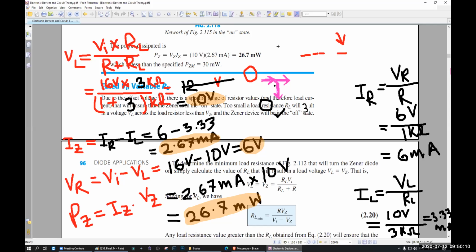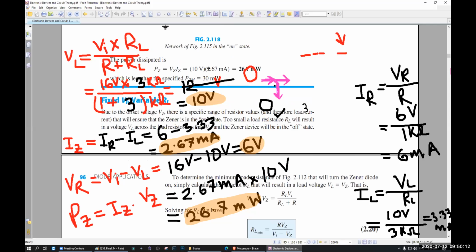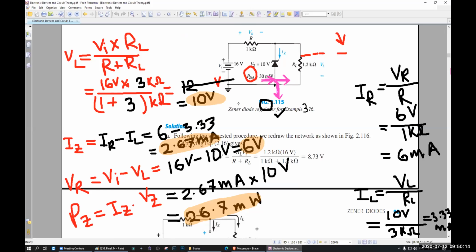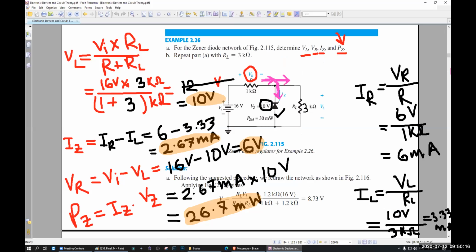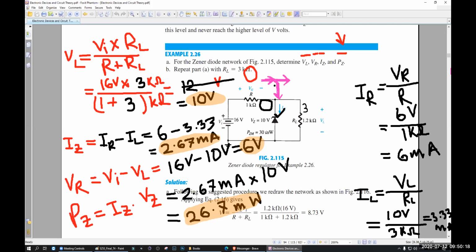So it is lower than our maximum power. The maximum power is given in the circuit. Can you see the maximum power is given? It is 30 milliwatt. So our power is below that, right? So it is okay. If our power is more than the maximum power, our circuit could have been destroyed. But 30 milliwatt is more than 26.7 milliwatt. So our circuit is okay. Understood?